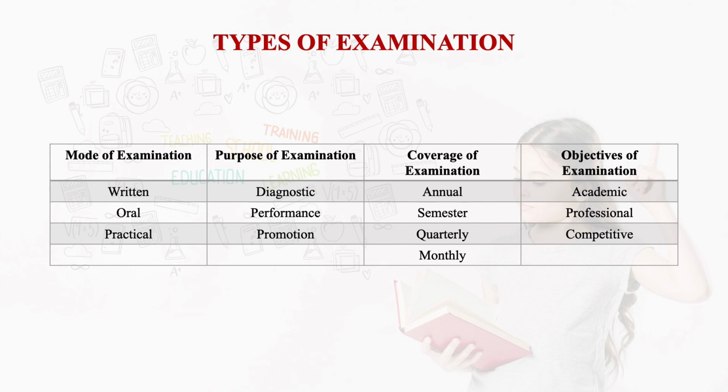And so far as the objectives of examination are concerned, it may be an academic objective, a professional objective, or a competitive examination objective. Academic objective means what you are doing in the class. Professional examination means what you do in different professional fields, and competitive examination is what we do in different job fields.